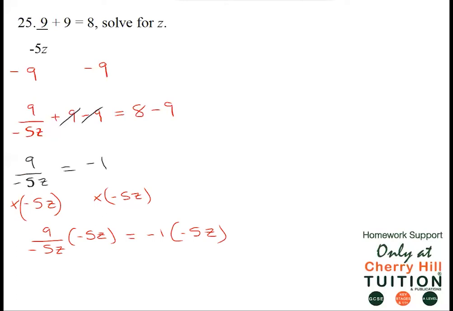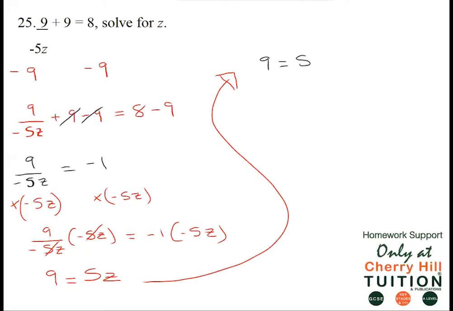So on the left-hand side, the minus 5z and the minus 5z both cancel out, leaving us with 9. And on the right-hand side, minus 1 multiplied by minus 5z. So we have double negatives, which gives us a positive. So we end up with just 5z. Okay? So now it's very simple to solve.